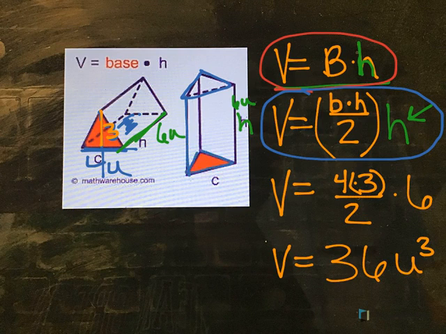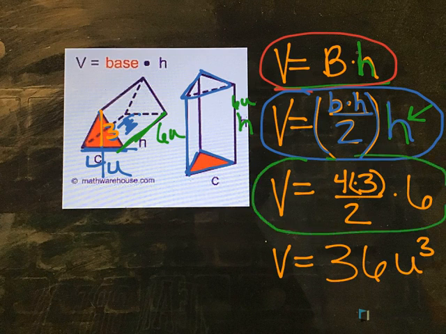Formula for a triangle is lowercase b times h divided by 2, base times height divided by 2. To find the area of the triangle, the bottom shape, and then I multiply it by the height of the prism. Next step is let's do a different color. Let's do green on this one. Then I plug in what I do know to solve for what I don't know. Okay, I know my lowercase b is 4 times 3 divided by 2. And then I multiply by the height of the prism.